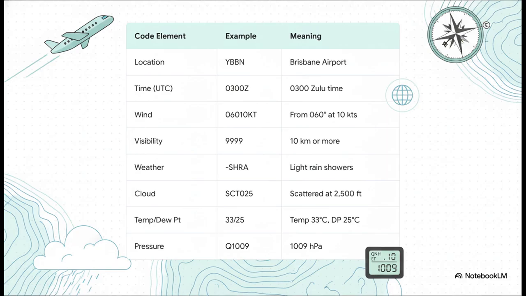YBBN, that's Brisbane Airport. The time, 0300 Zulu. The wind, it's from 060 degrees at 10 knots. Visibility is 9999, which means it's great, 10K or more. We've got some light rain showers, some scattered clouds at 2,500 feet. You get the idea. Learning to read this fluently isn't just a good idea, it's an absolutely essential, non-negotiable skill. This is your lifeblood of weather info.